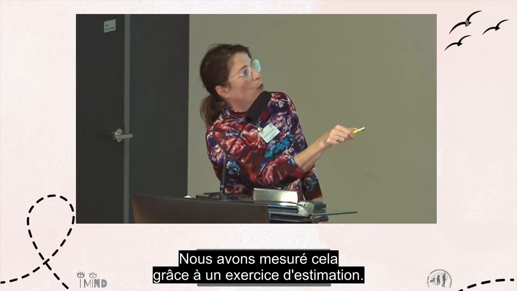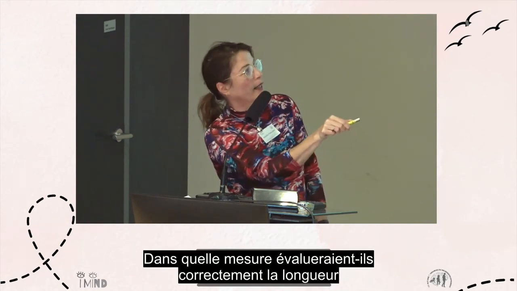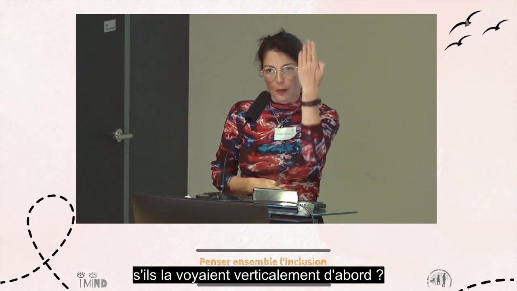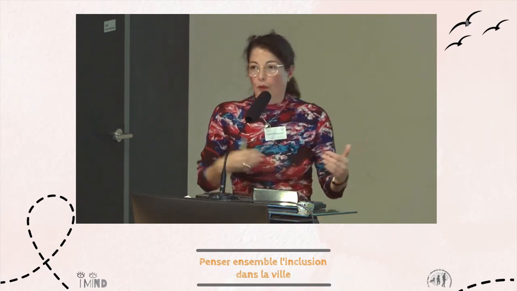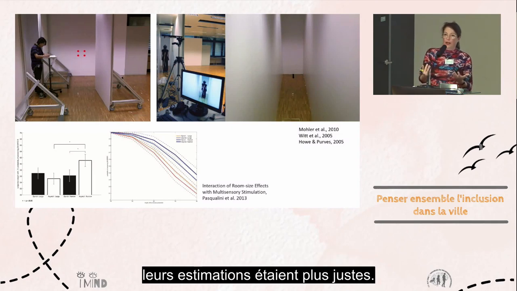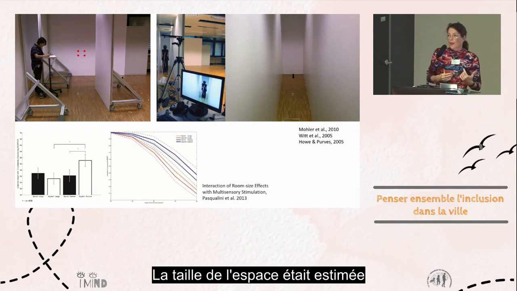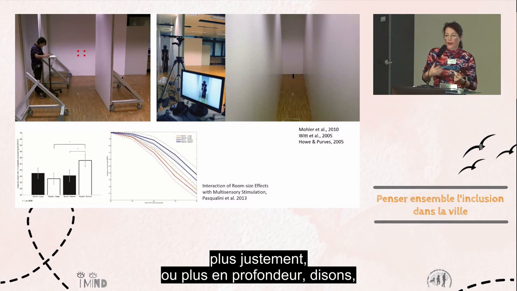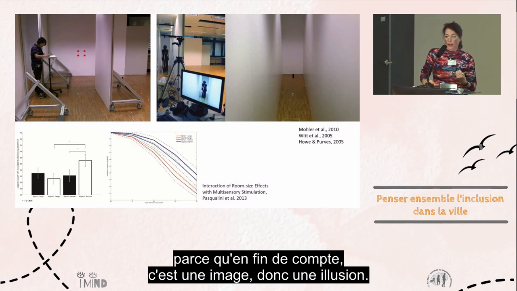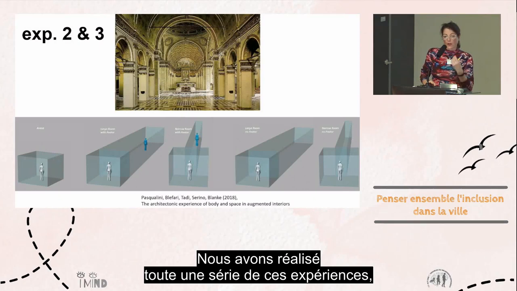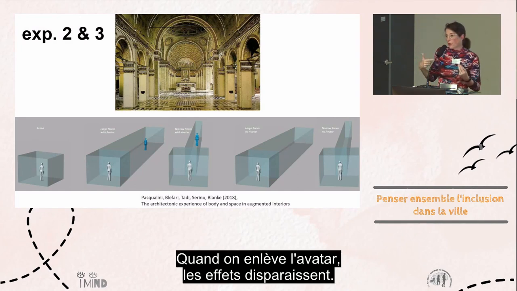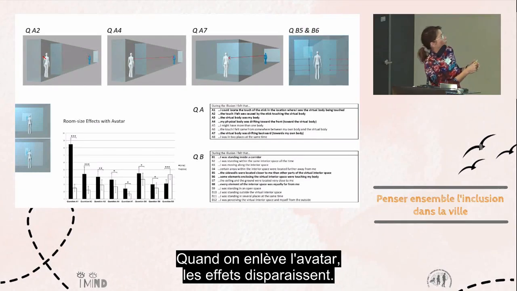And we measured this with an estimation task. So how correctly would they judge the length of a line on the floor that at the beginning they saw vertically? When they were stroked and when they identified with the avatar, the estimations were more correct and the size of the space was judged more correctly or deeper, let's say. Because in the end, it's an image. So it was anyhow an illusion. And we made a series of these experiments, with avatar and without avatar. And if you take away the avatar, the effects disappear.